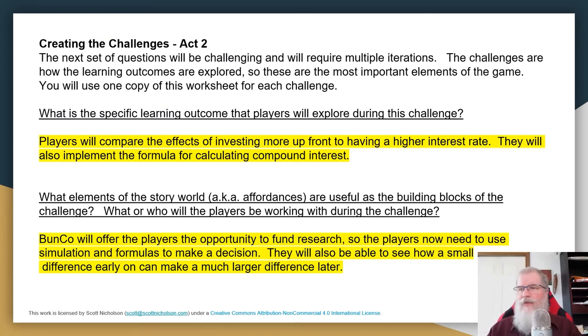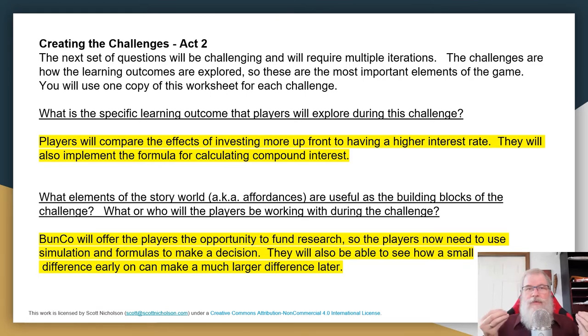So now we'll talk through the other two acts. I won't go into as much detail about them. So act two, we talked about the idea that we're going to be looking at changing that bunny reproduction rate, changing the interest rate. So in this case, I want the players to have to make a choice.